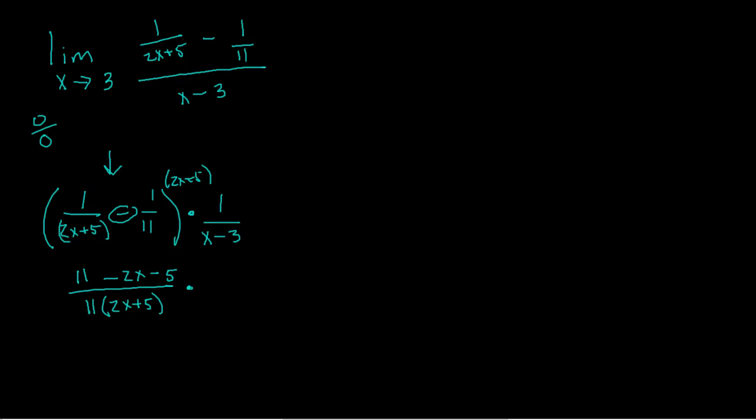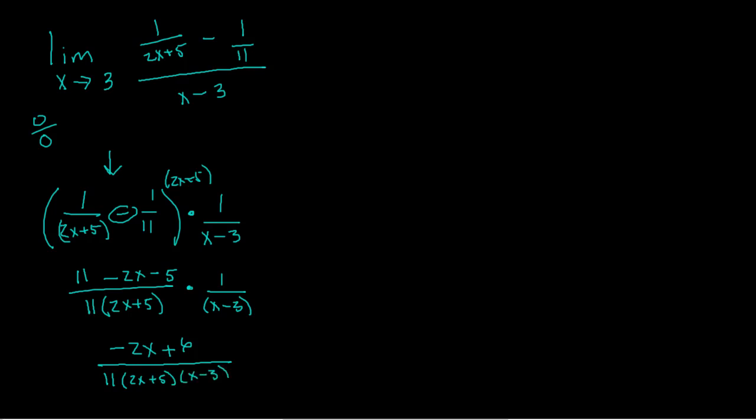And then I'm going to also multiply this by 1 over x minus 3. All right, so on top, let's see here, I get negative 2x, 11 minus 5. 11 minus 5 is 6. All divided by, now you can multiply that by 1, but go ahead and multiply by 1. That's not going to change anything on top. On the bottom, don't do anything. Leave the bottom as a bunch of factors. So I got 11, I got a 2x plus 5, and if I multiply now, I got an x minus 3.